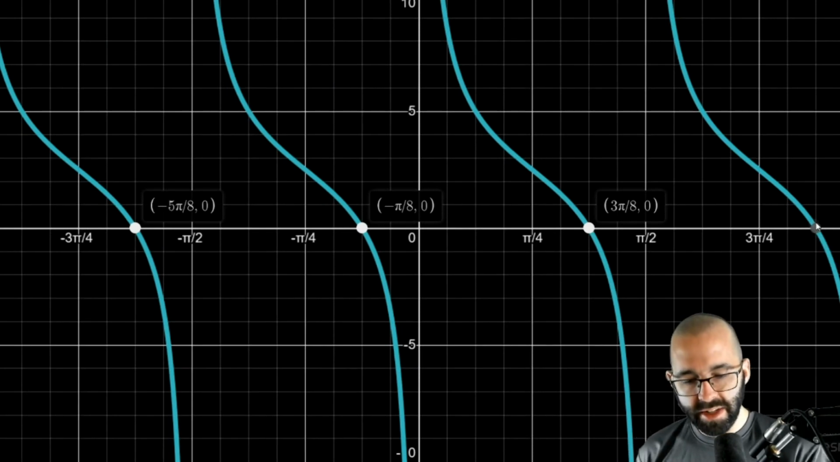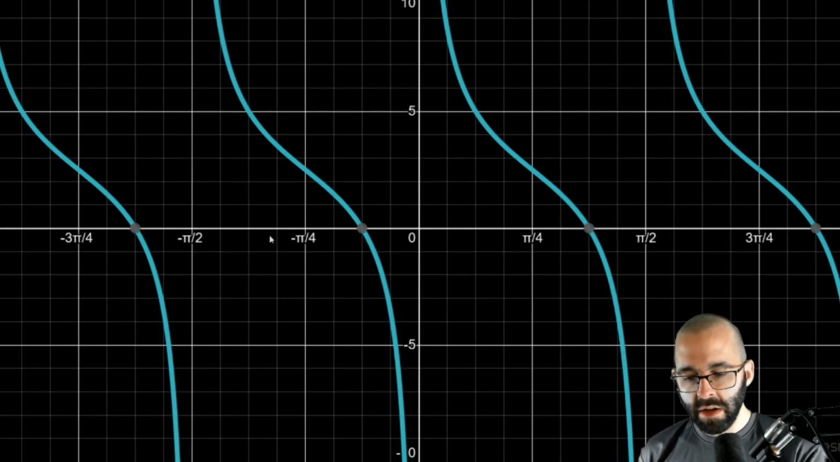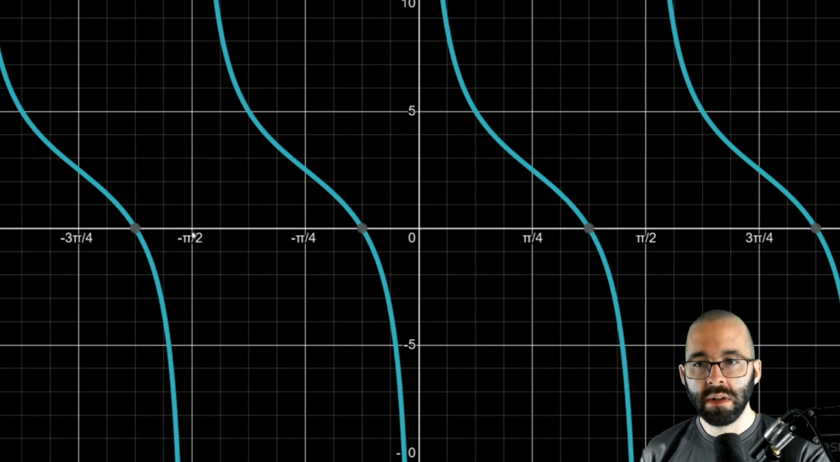Well, let's click on these points to make them go away. Where is the middle between 0 and pi over 2? It's pi over 4. These are negatives. Our middle is actually right here.